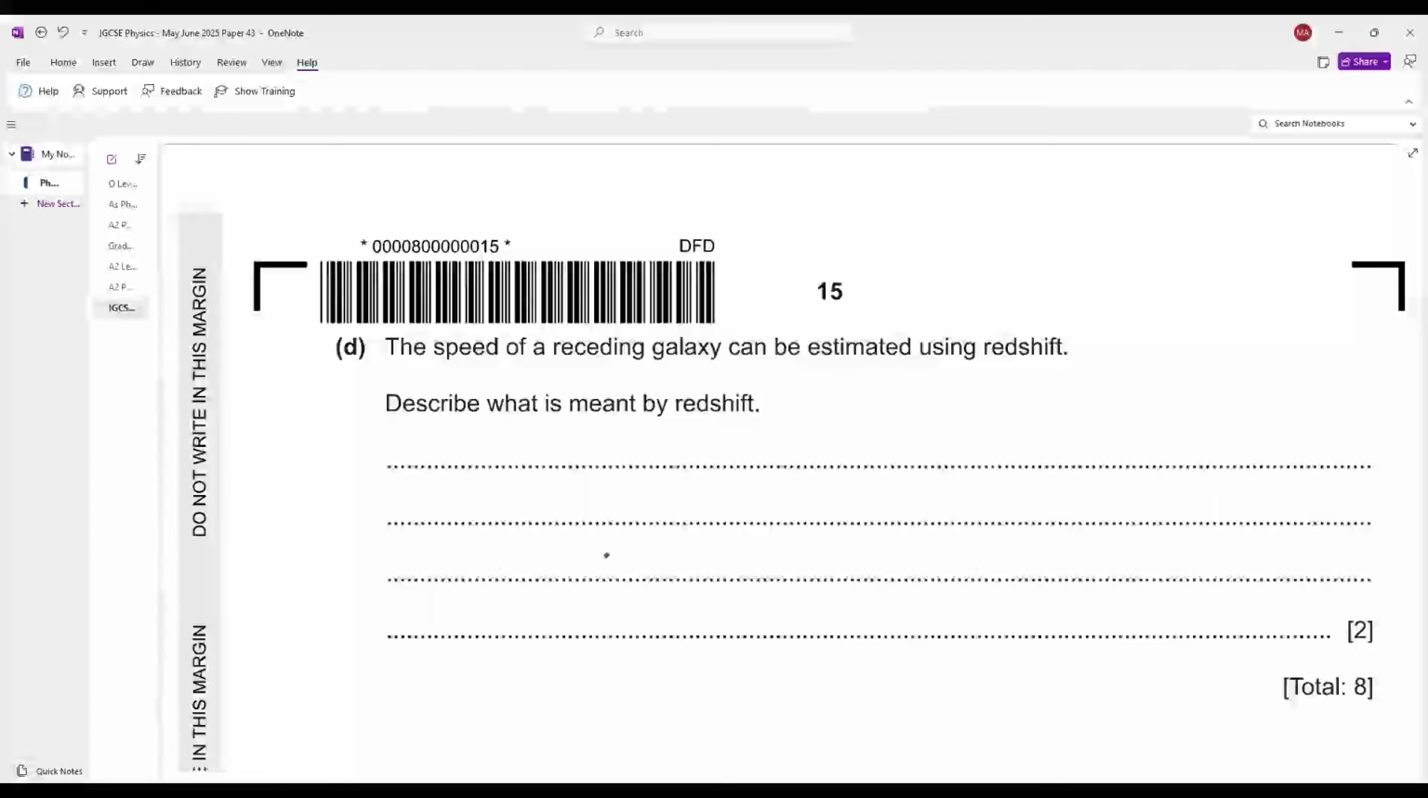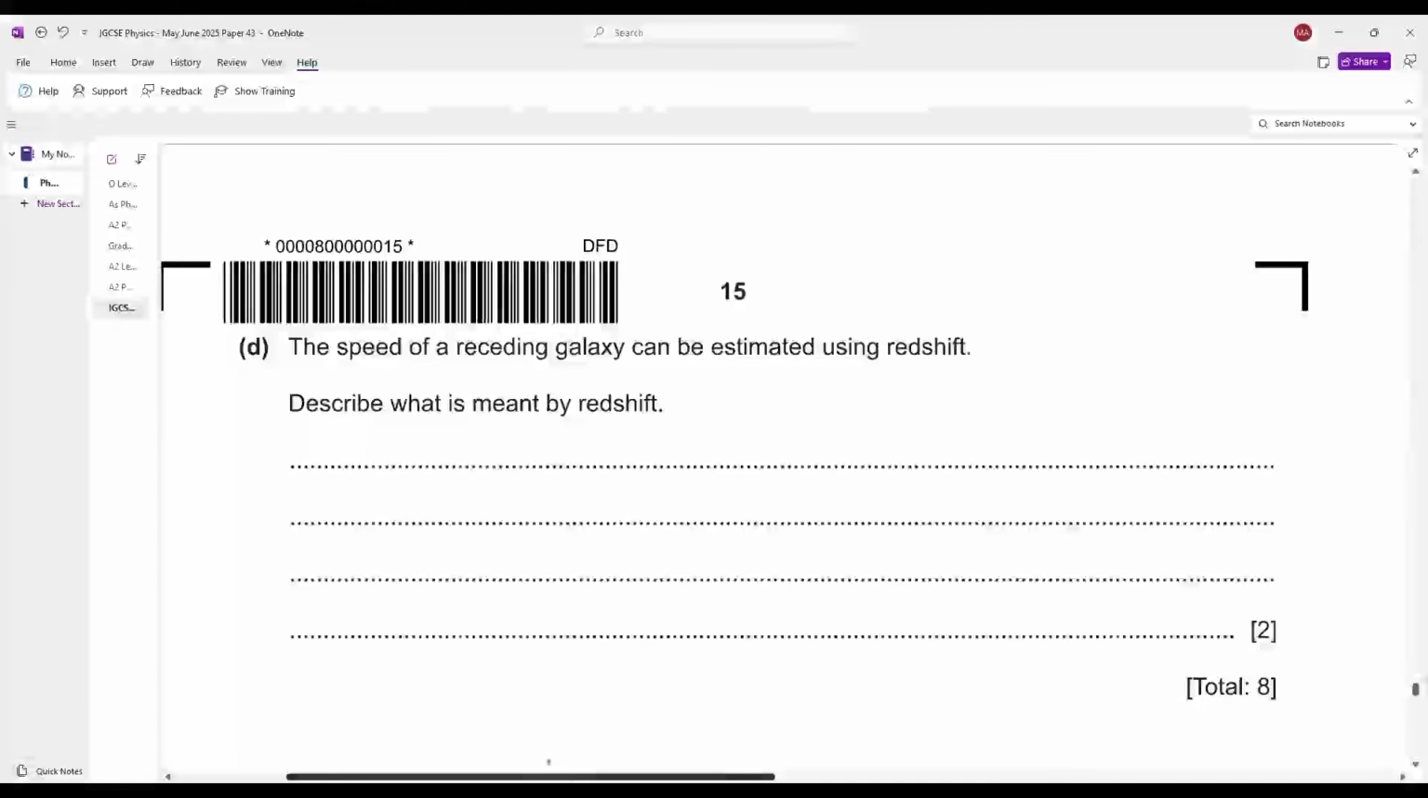Okay, define what is meant by redshift. What is meant by redshift? Anyone in the chat?